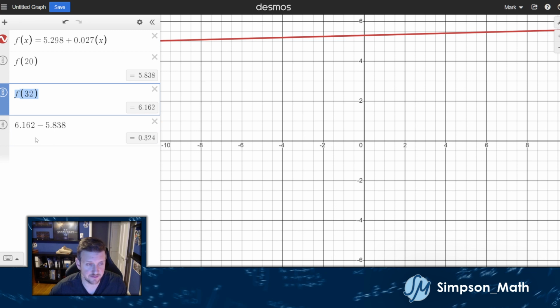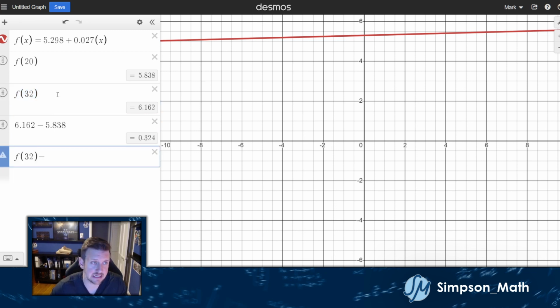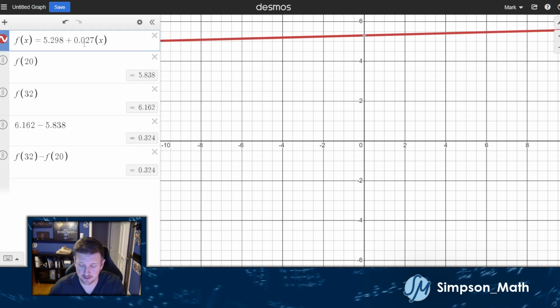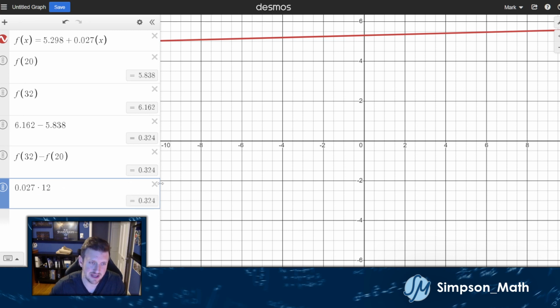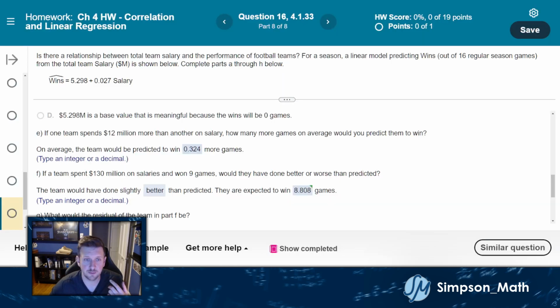Additionally, I could have just said f of 32 minus f of 20, and I would get that same thing. Even if I messed it up, it would update live for me. But as I said, the easier way is to just take 0.027 and multiply it times 12. I get that same number, because when I did f of 32 minus f of 20, this 5.298 just gets subtracted. So you can think about it logically: pick some spot, go up 12, find that difference, but it really is just times the slope.